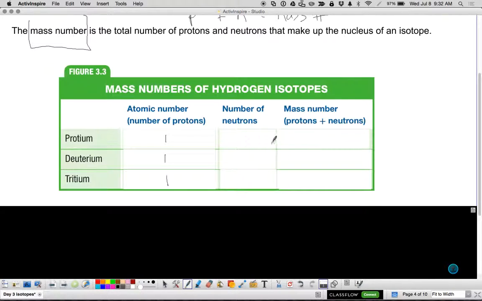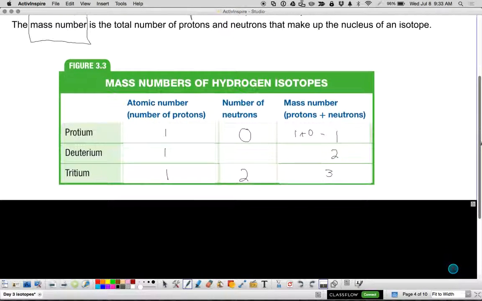Okay, now if I remember back, protium only had one proton in the nucleus, so it had no neutrons. Okay, so its mass number was 1 proton plus 0 neutrons equals 1. That's the mass number. Okay, deuterium, I said, had 1 proton and 1 neutron, which means that it has a mass number of 2. Okay, and tritium has 1 proton, 2 neutrons, so it has a mass number of 3.